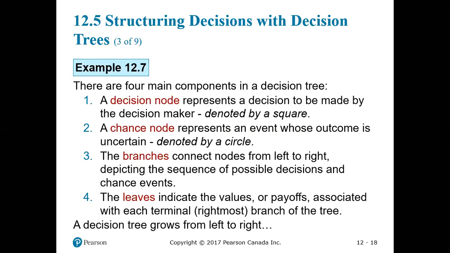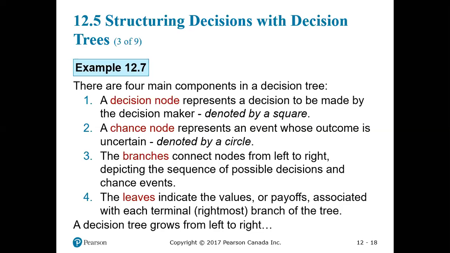One, a decision node represents a decision to be made by the decision maker: to do or not to do, to buy or to produce or not to produce, to outsource. So a decision will have to be made. Two, a chance node represents an event whose outcome is uncertain. So you're uncertain, after you have decided not to produce but to buy, would there be a high demand for TVs, or will there be low demand?